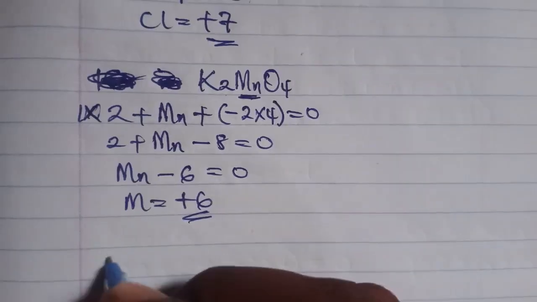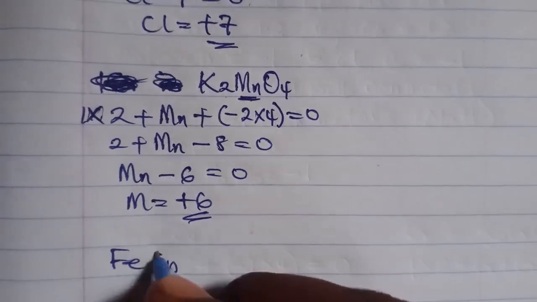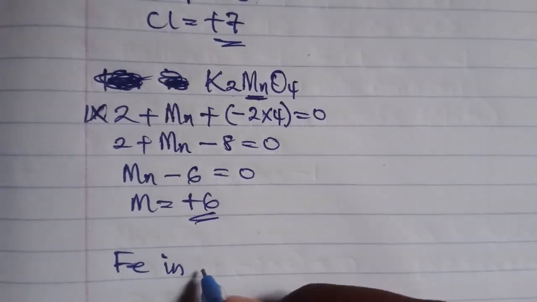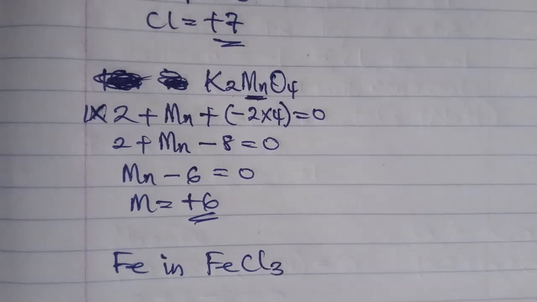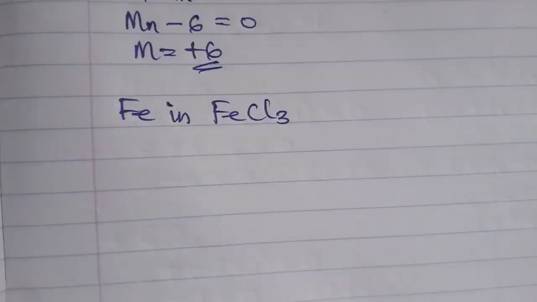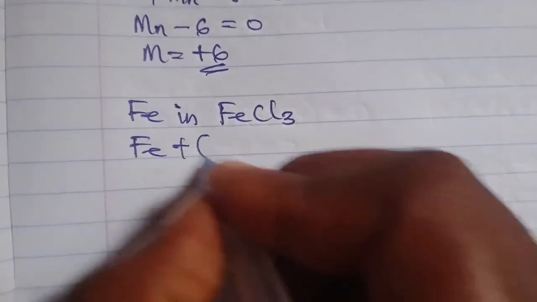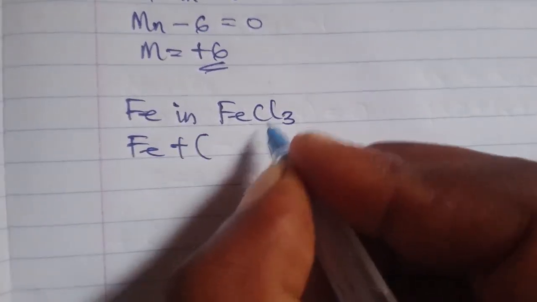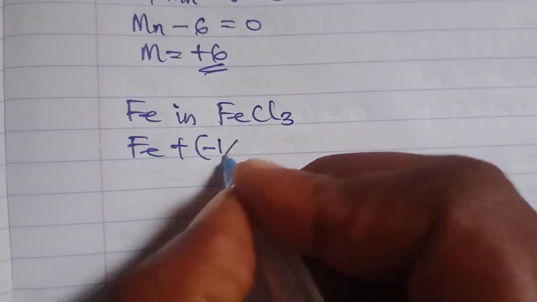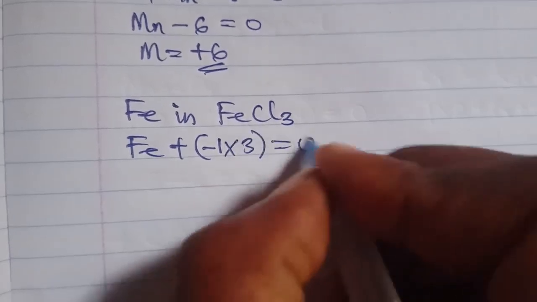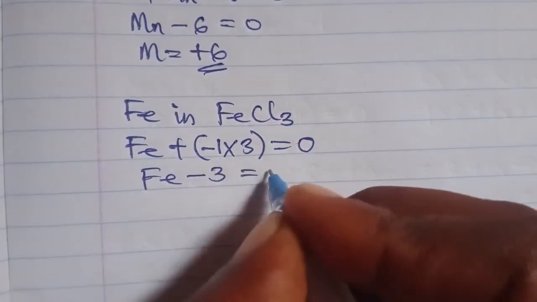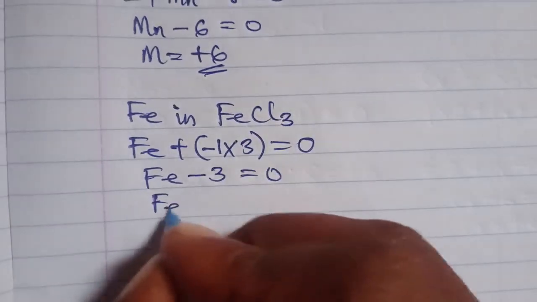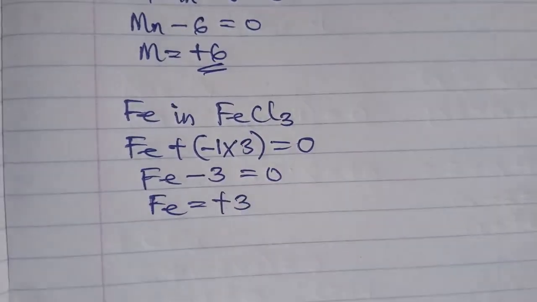So feel free to pause the video and find the oxidation number of iron in this compound. Try it out. We can solve it: the oxidation number of iron plus chlorine, which is always minus 1, so minus 1 times 3, equals 0. So we have iron minus 3 equals 0. So iron equals plus 3.